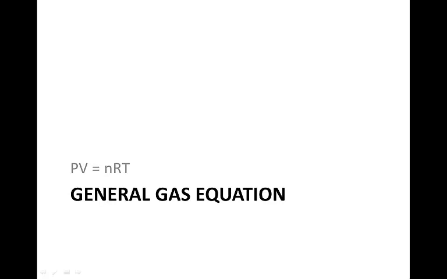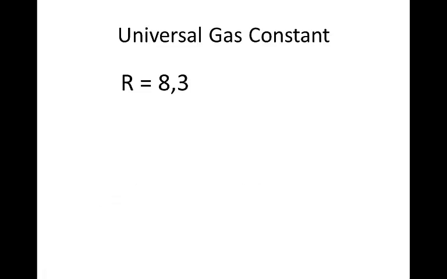PV equals nRT is called the general gas equation because it can be used in all situations to solve for a question state without us needing to be told the comparison state. So we're going to get to some examples of how to use this, but first let's get the unit of R. R is called the universal gas constant, and we've already seen that its value is 8,3. But what is its unit?